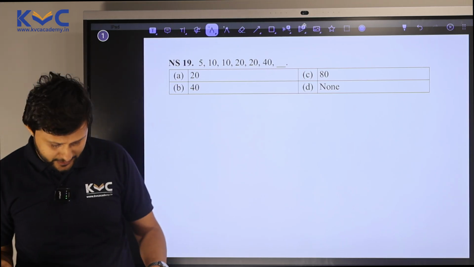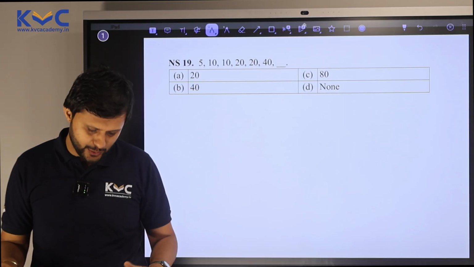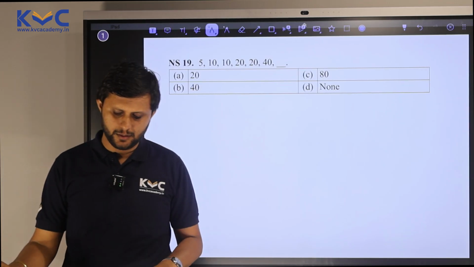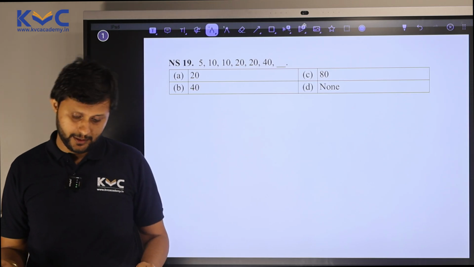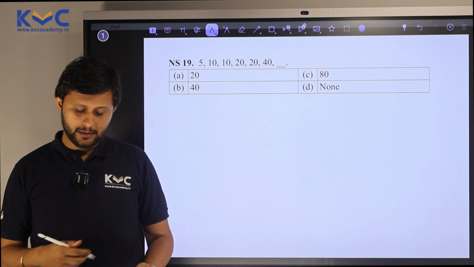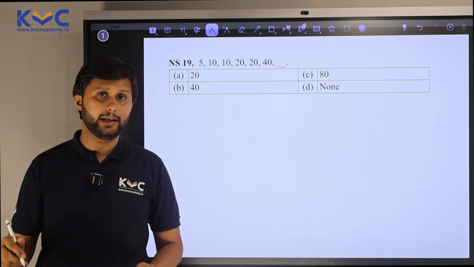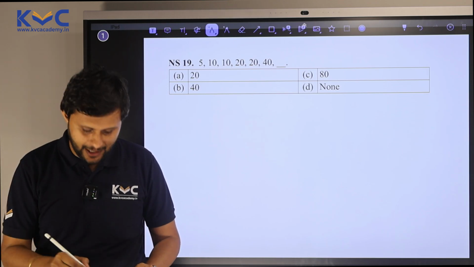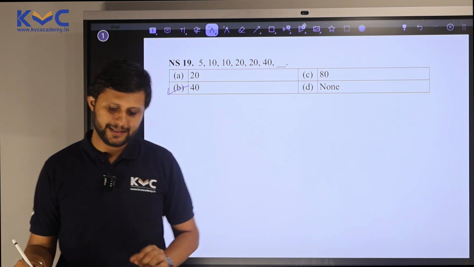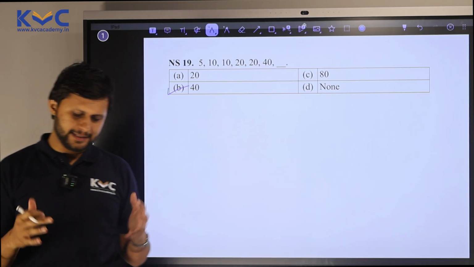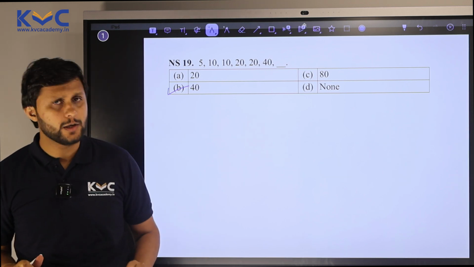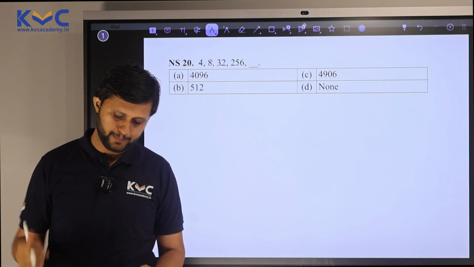Looks simple, right? Because these are all products only, I believe. 5, 10. Oh, 10 is repeated. And double of 10 is 20. Then 20 is repeated. 20's double is 40. 40 should be repeated. Answer is 40. So basically we are doubling it, repeating it. That's it. This answer is quite simple. Question number 19 answer is 40.